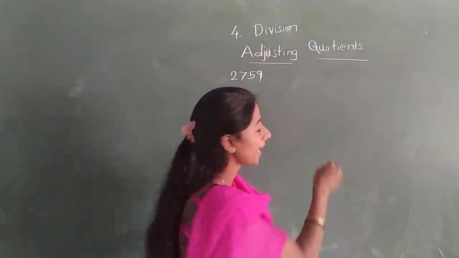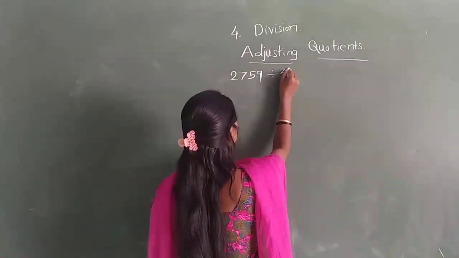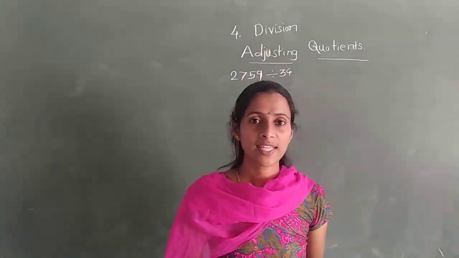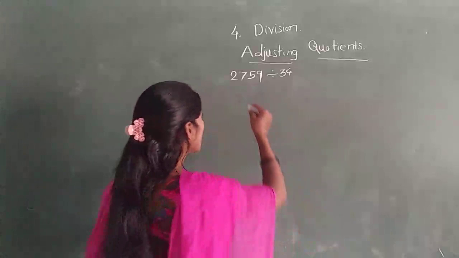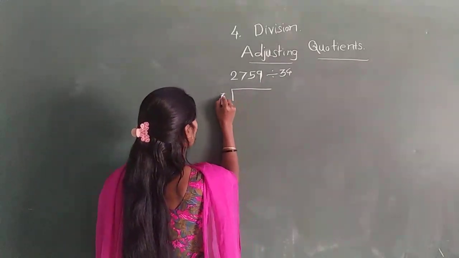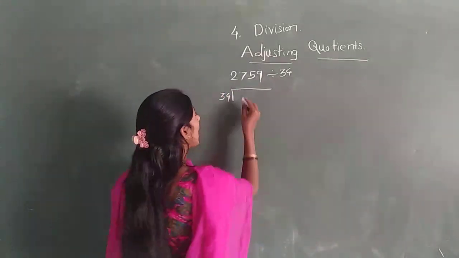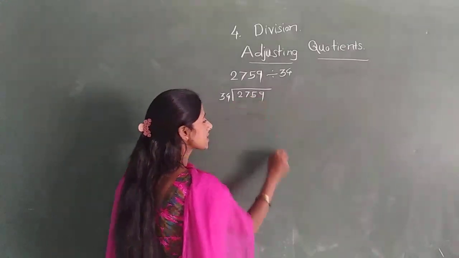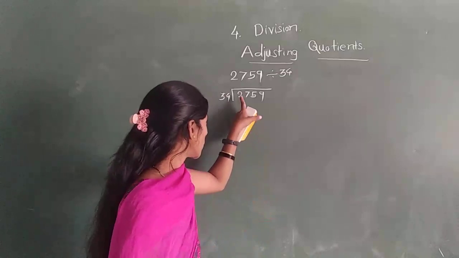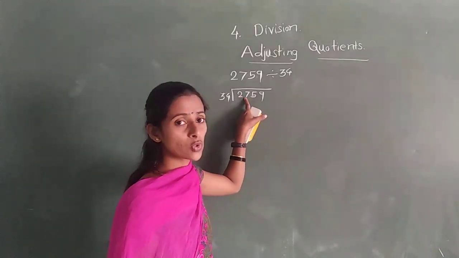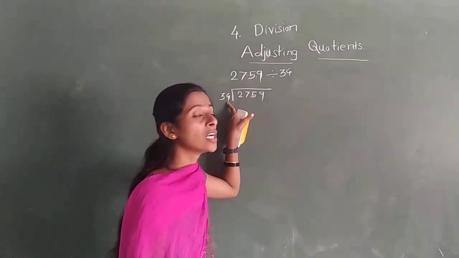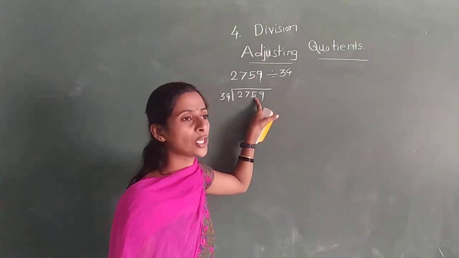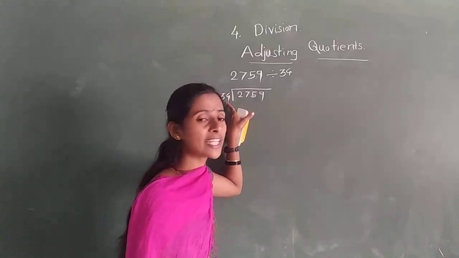The next example is 2759 divided by 34. We know the first step: decide where to start. Here 34 is the divisor and the dividend is 2759. The 2-digit number is 27, so 27 is less than 34. So consider the 3-digit number, that is 275. 275 is greater than 34.